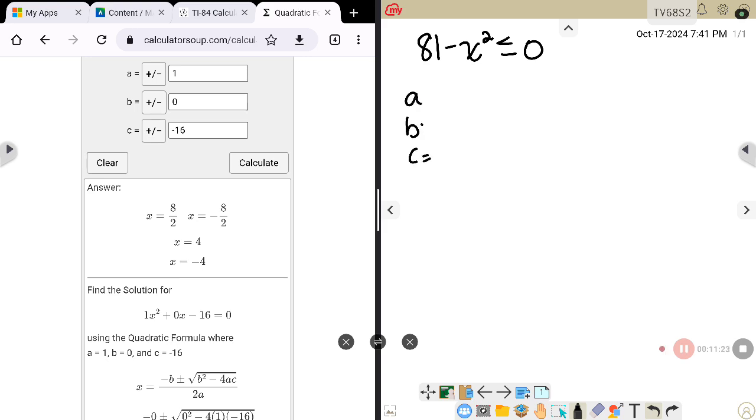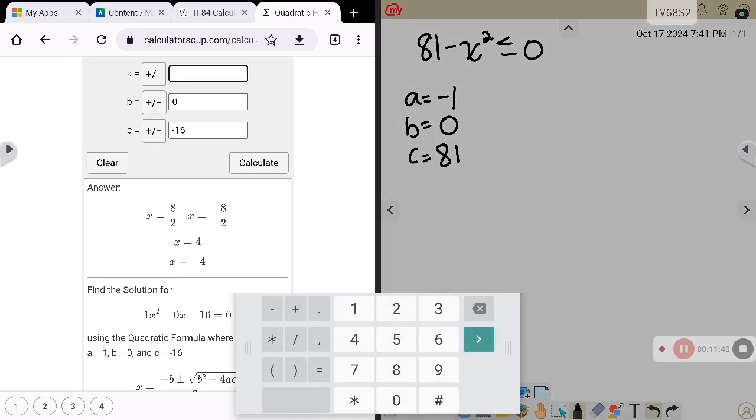You do want to be careful on this one because remember, a is what's in front of x squared, which is a negative 1. B is in front of x. Once again, there is no x, so your b is 0. C is your constant, which is positive 81. So I need to change my a to negative 1. My b is still 0. My c is 81. And calculate.